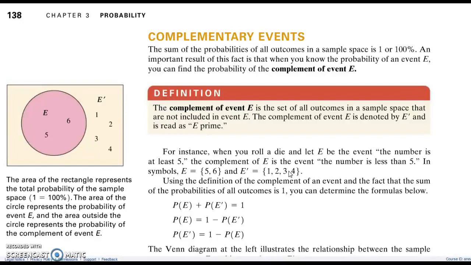I like to also just throw the weather example out here. If there is a 60% chance of rain, the complement of rain would be no rain. And so 60% chance of rain means a 40% chance of no rain. An event and its complement always add up to 100%.